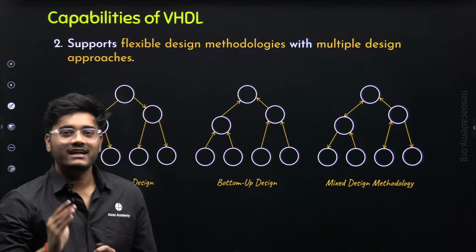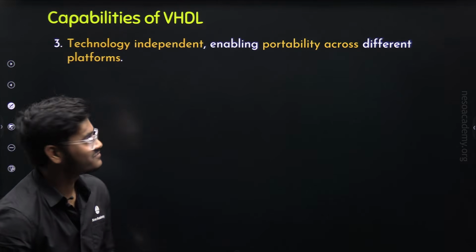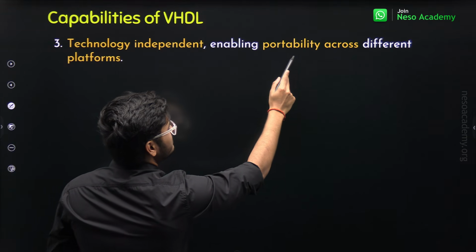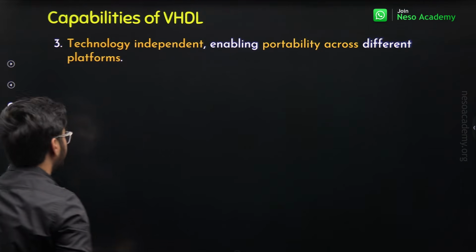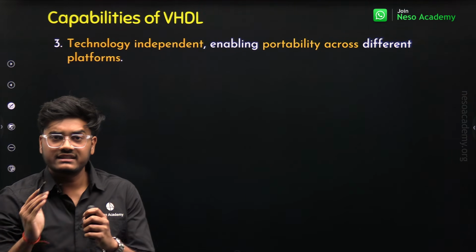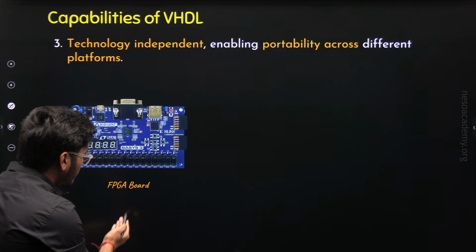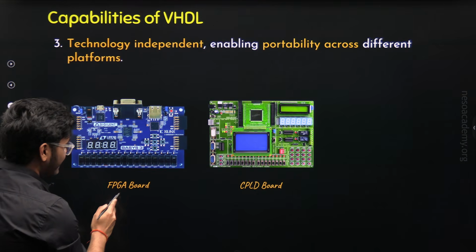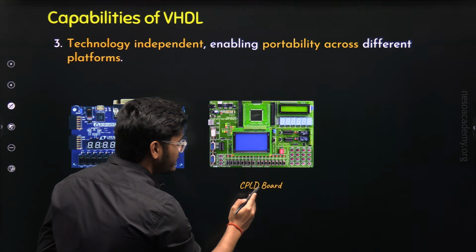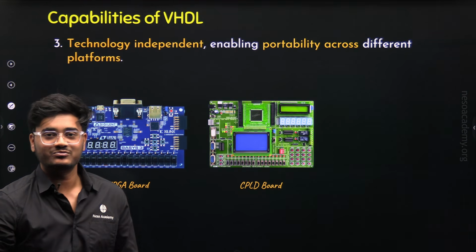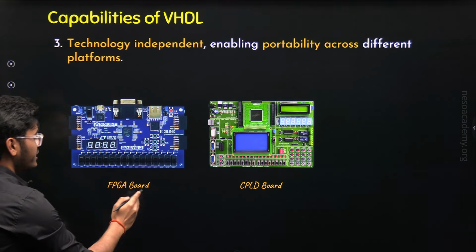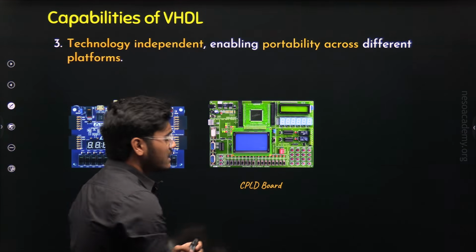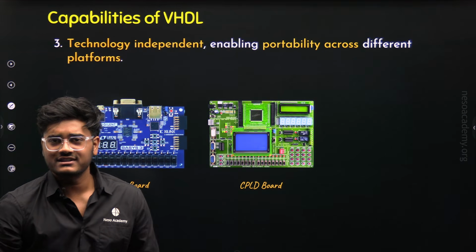At last, let's see our last capability of VHDL. VHDL is technology independent, enabling portability across different platforms. It means we can implement the same design in FPGA boards and CPLD boards. Now, we all know field programmable gate arrays and complex programmable logic devices are reprogrammable devices, and FPGA boards are used in complex high-power applications, whereas CPLDs are used in simple low-power applications.